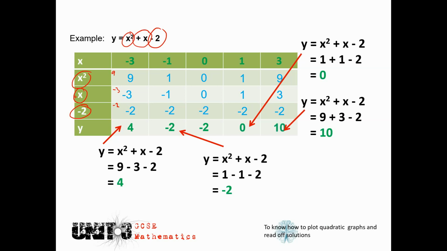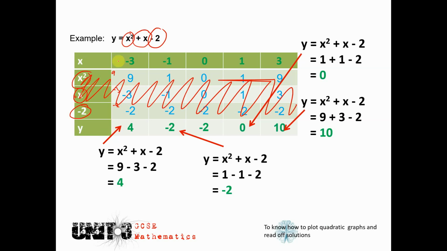So we notice actually, after we've done all of that, we don't need all of that. This is actually our coordinates, minus 3, 4. We've got a coordinate here of minus 1, minus 2, etc, etc, 0, minus 2, 1, 0, 3, 10.